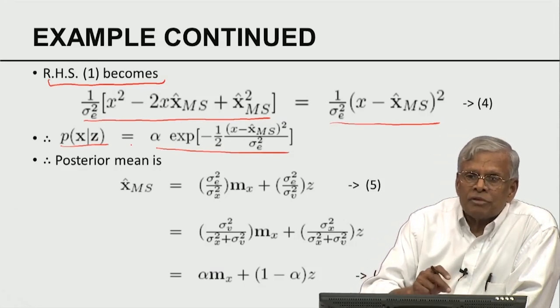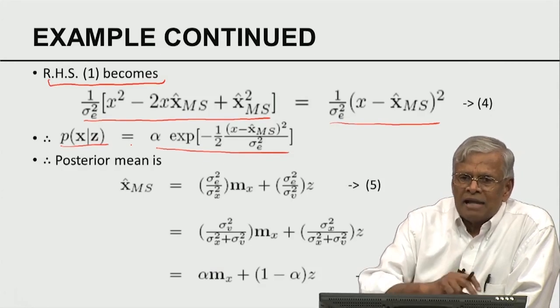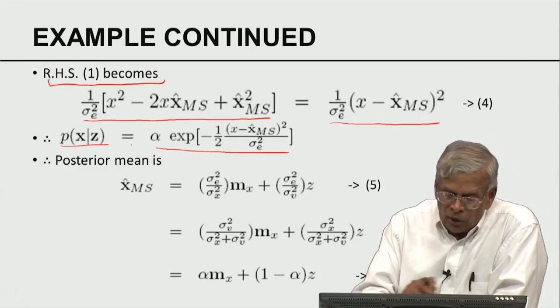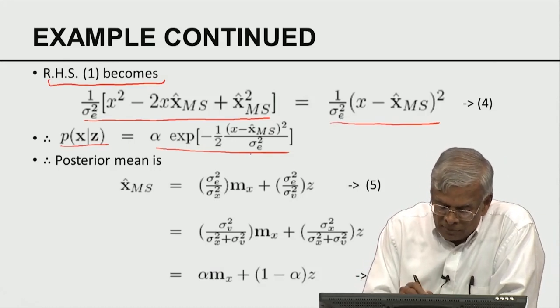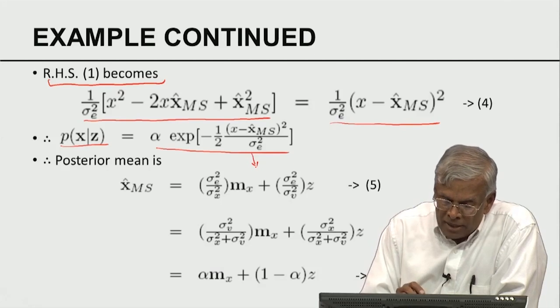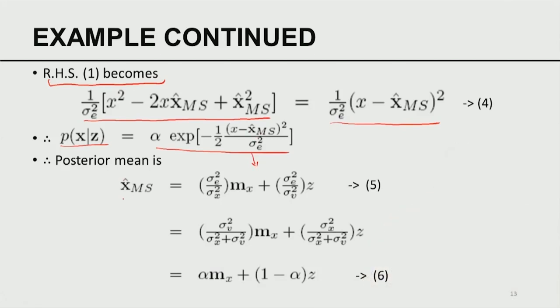We would like to leave the explicit computations of the constants beta, alpha as an exercise. If you now look at this expression, it follows that X hat MS is the mean. Please go back. What is the standard normal distribution? P of x is equal to 1 over square root of 2 pi sigma, exponential minus (x minus m) square divided by 2 sigma square. In this case, m is the mean and sigma square is the variance of the random variable x.